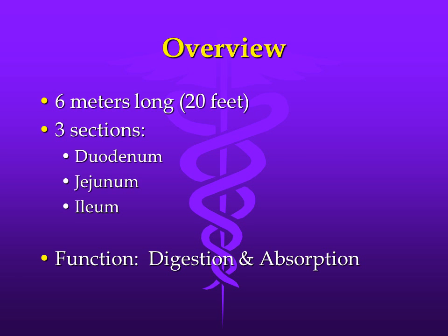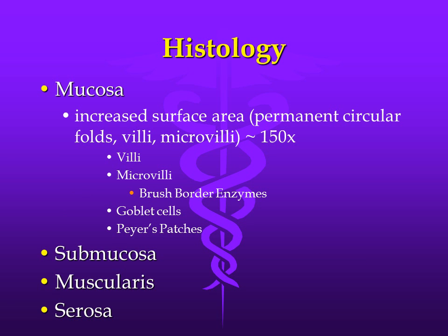The small intestine. The small intestine is the longest section of the GI tract and is located between the pylorus and the large intestine. It is comprised of 3 sections, including the duodenum, the jejunum, and the ileum. Overall, it is approximately 6 meters or 20 feet long and functions in digestion and absorption. The histology of the small intestine.